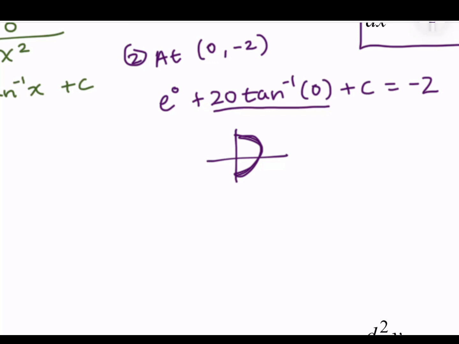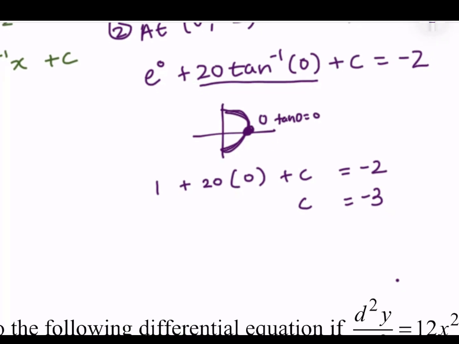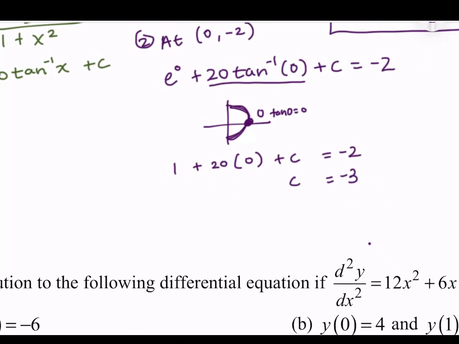Review inverse tangent if you don't remember this, but this happens at angle 0. So basically tangent of 0 is equal to 0. So that solves that. So e to the 0 power is 1, inverse tangent of 0 is 0, plus c equals -2. And now I can solve for c. I get c equals -3. And I plug that into my general equation to get f of x.